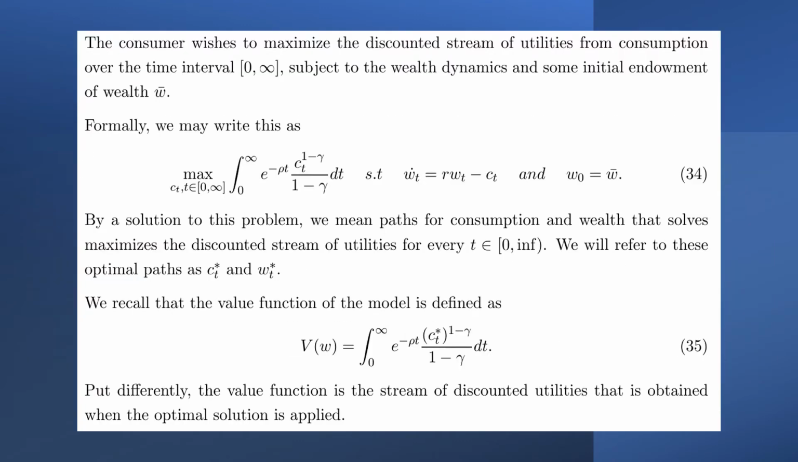This is how we formally represent the problem. We maximize by setting Ct over the whole time interval from 0 to infinity. And what we maximize is the integral over the whole time interval of the utility function discounted. So we maximize the stream of discounted utilities, all discounted back to time 0. We do this subject to the wealth process and the initial constraint of wealth, W bar, which is the initial amount of money that we bring into the problem.